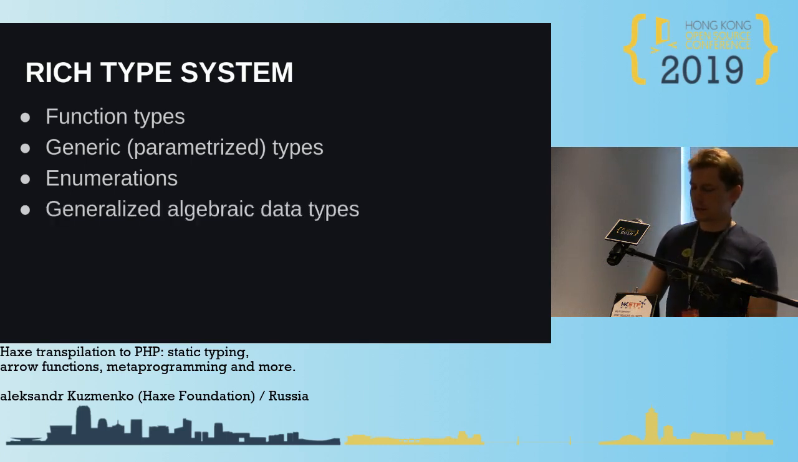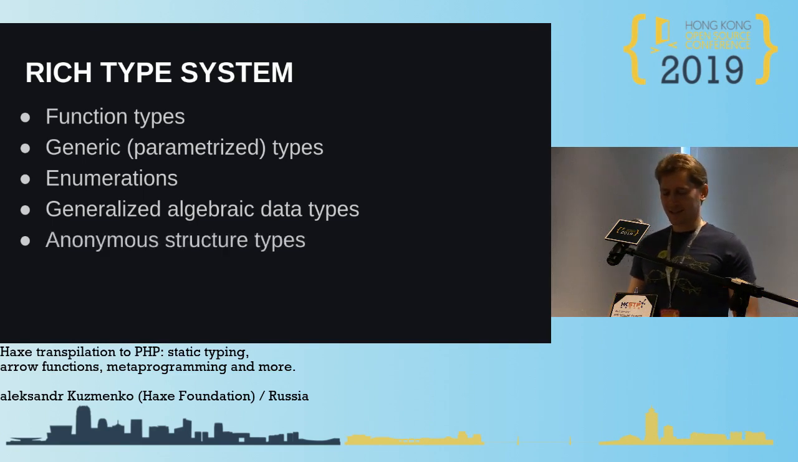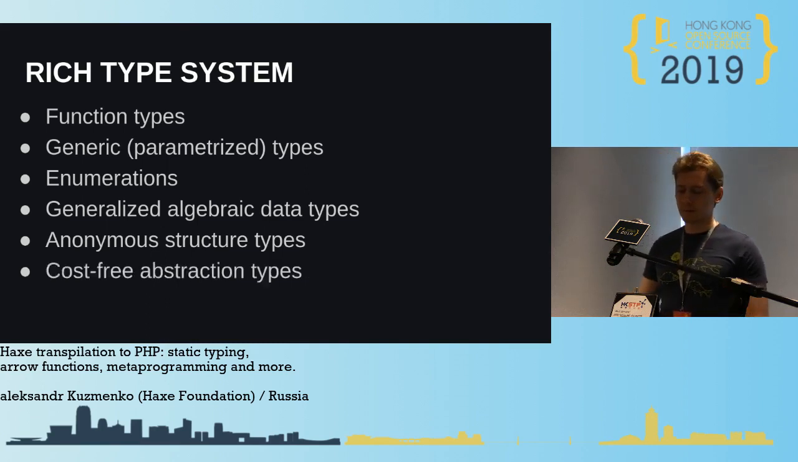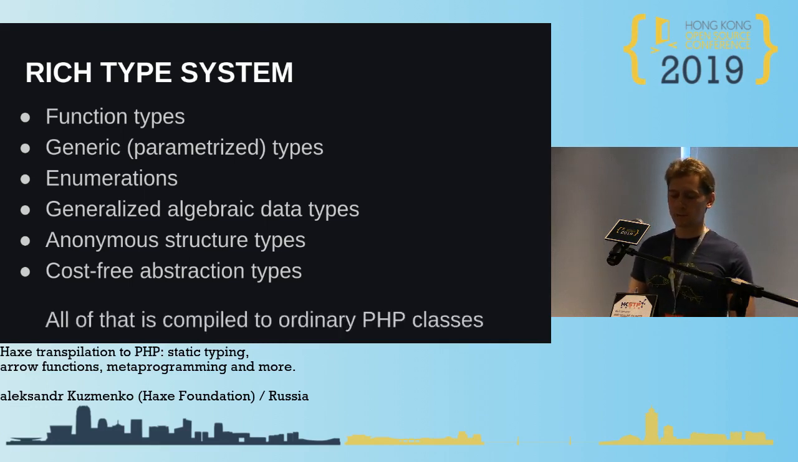Also, generalized algebraic data types. If you know what it is, good for you. If not, I'm not going to talk about it right now. Anonymous structure types allow you to declare objects without declaring the classes for them. Also, Haxe implements cost-free abstraction types. I also will not talk about this, but if you're curious, you should really read about it. It's a very powerful concept. And all of the type system is compiled to ordinary PHP classes, which perfectly run in any PHP runtime from 7.0 and higher.